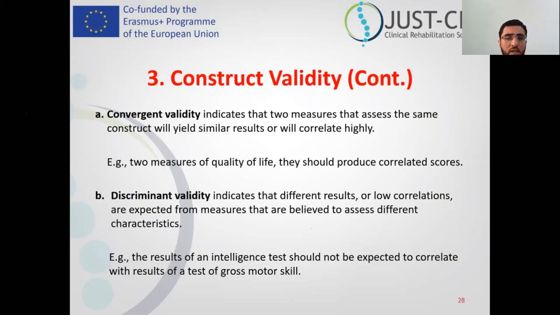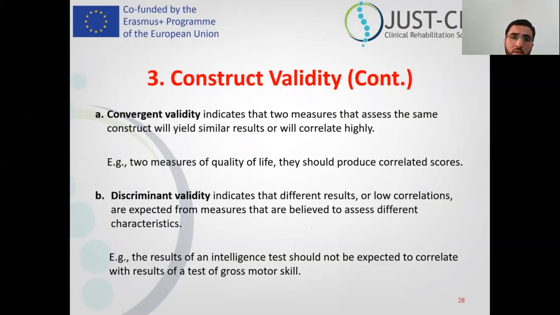So, to give an example, if I compare the results of an intelligence test, like an IQ test, with another outcome measure that evaluates gross motor skills, then I expect that the results will not be correlated together, because these outcome measures measure two completely different health outcomes.